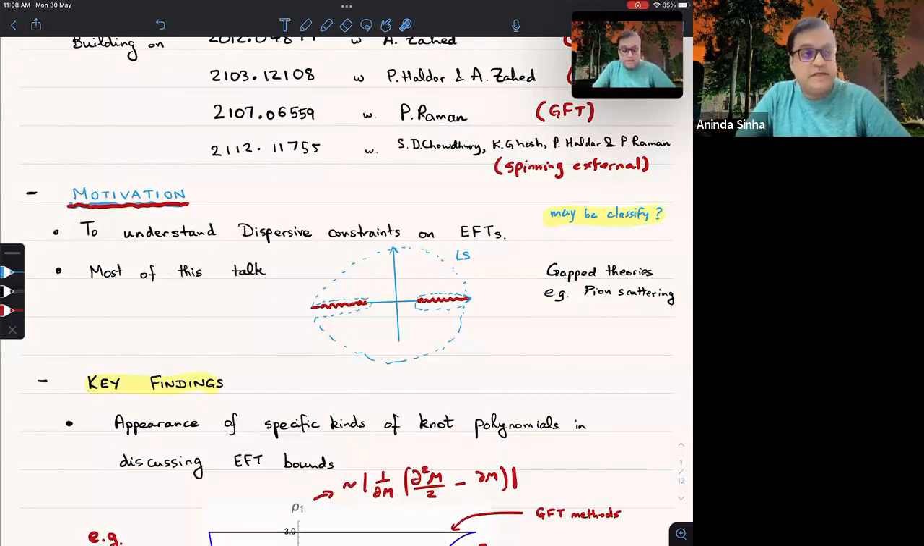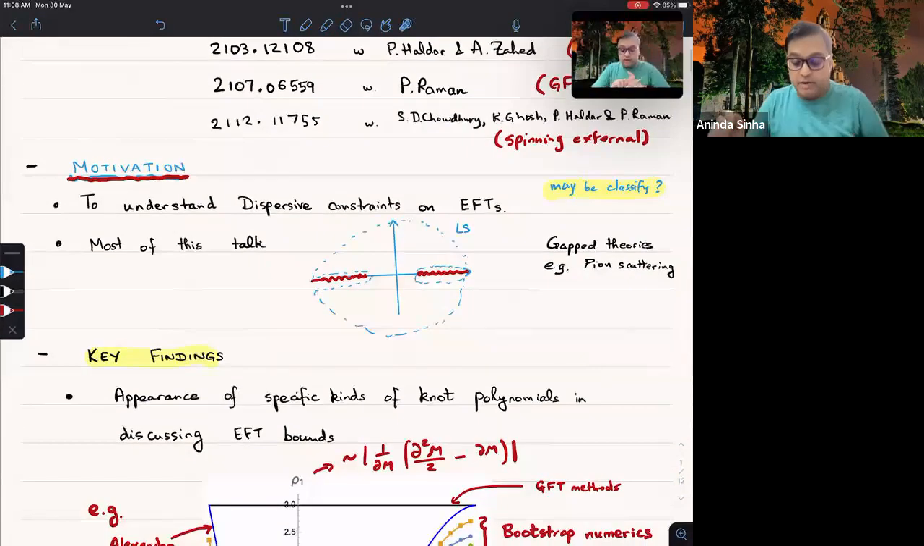And one of the things is that, at least so far as 2-to-2 scattering is concerned, is there a way that we could classify these constraints in a manner that is similar in spirit to classifying conformal field theories? And most of this talk I will focus on gap theories.